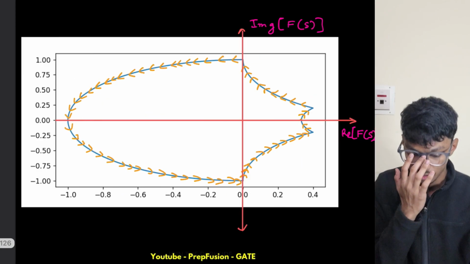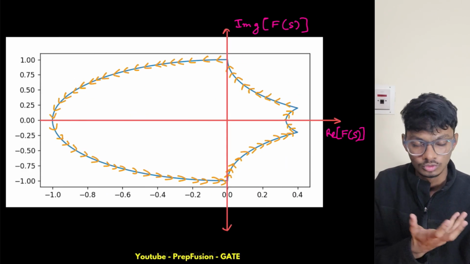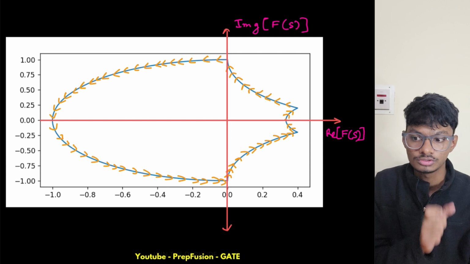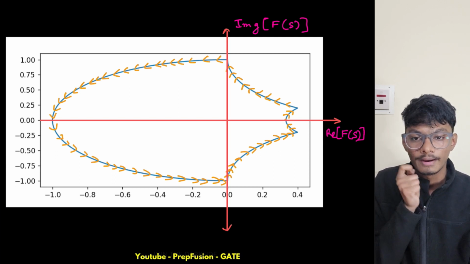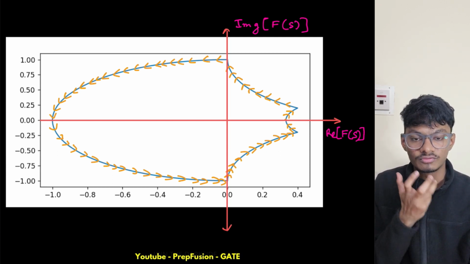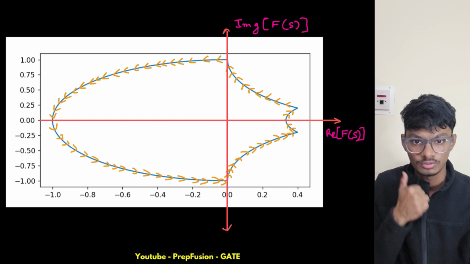In the next lecture we will do the observations and the principal argument, and also learn the Nyquist criterion. What is the criterion of Nyquist stability? We'll try to understand that, okay?